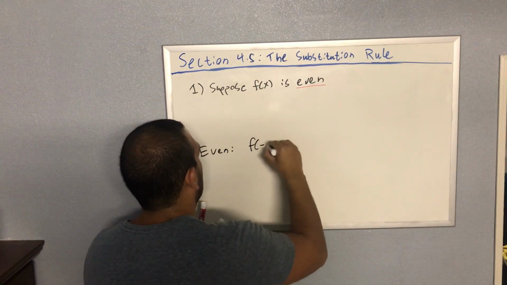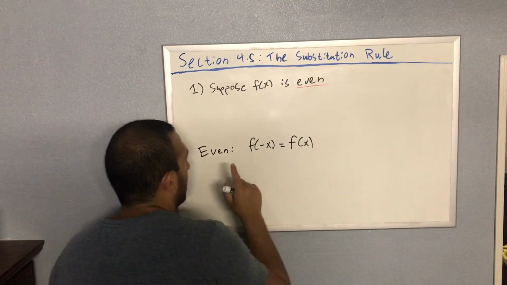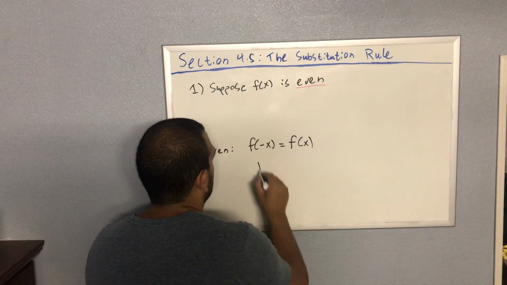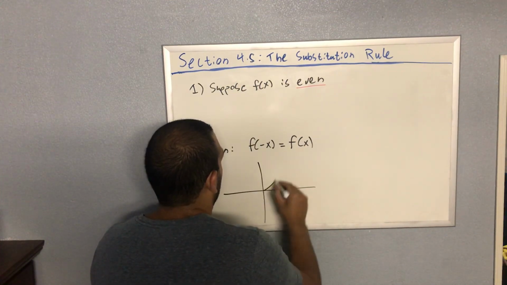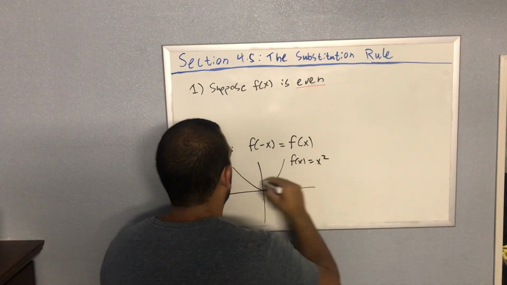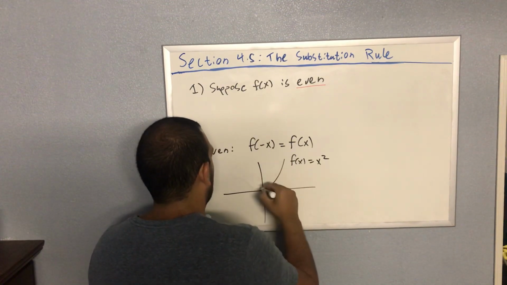It means that f of negative x equals f of positive x. So the output at negative x and x is the same. And this is the key property of your graph. For example, this function, f of x equals x squared, is an even function.